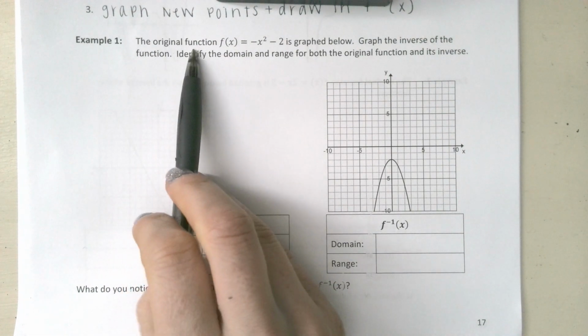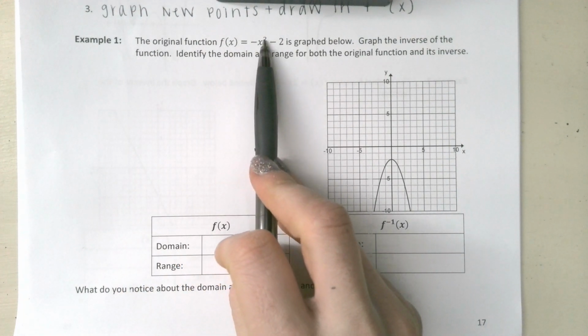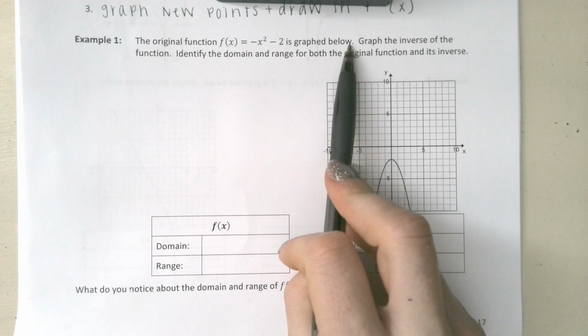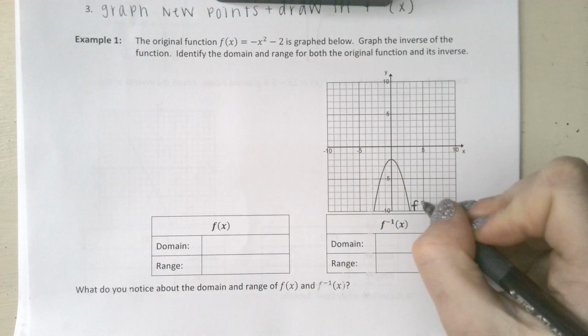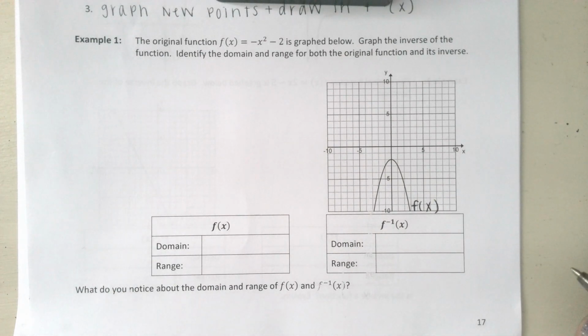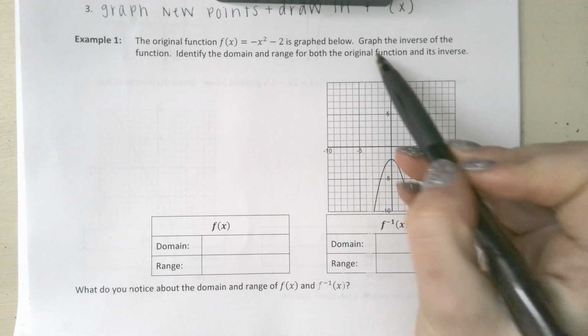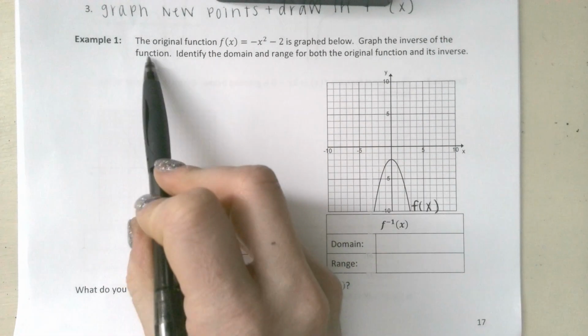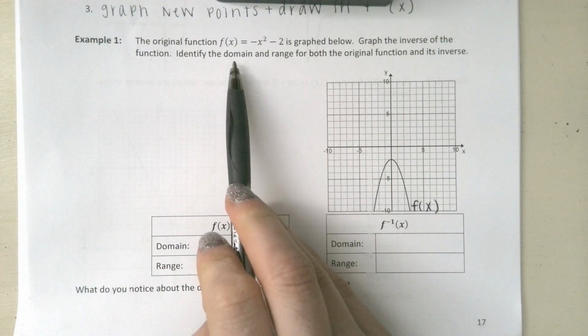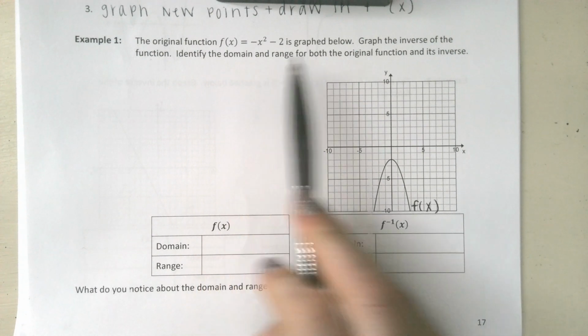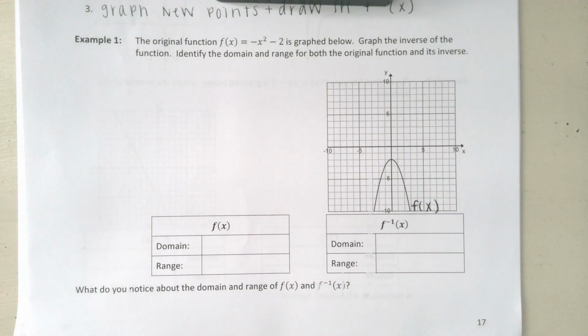It says the original function f of x equals -x squared minus 2 is graphed below. So this graph that they give us right here is f of x. That's my original function. We want to graph the inverse of the function, so eventually I'm going to graph on here. And then I need to identify the domain and the range for both the original and the inverse. So we're going to follow those 3 steps that we listed above.